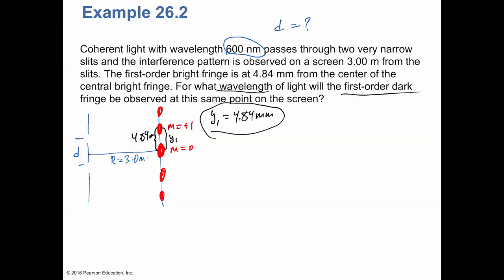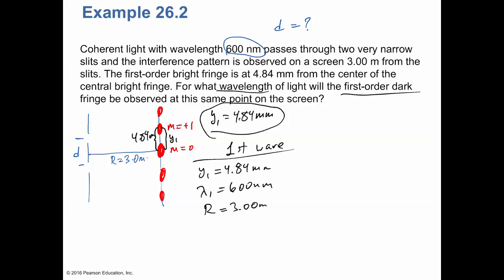And in this case, this is the first wave. So for the first wave, we have its position, Y1 equals 4.84 millimeters. We're given the wavelength of the first one, which is 600 nanometers. And we're also given R, which is 3 meters. Then this is going to be a second wave. For the second wave, we know that at that position we're going to get a dark fringe. So we're going to get a dark fringe, and that means, let's say we have a vertical position, which is 4.84 millimeters.